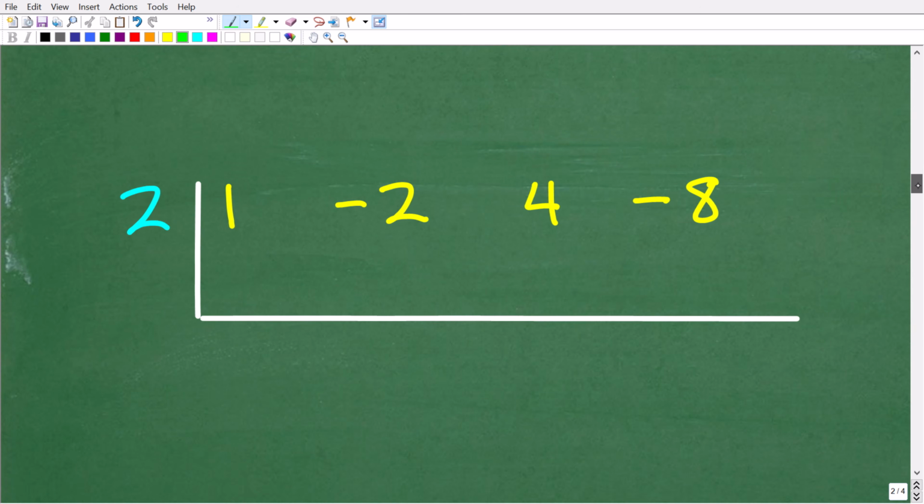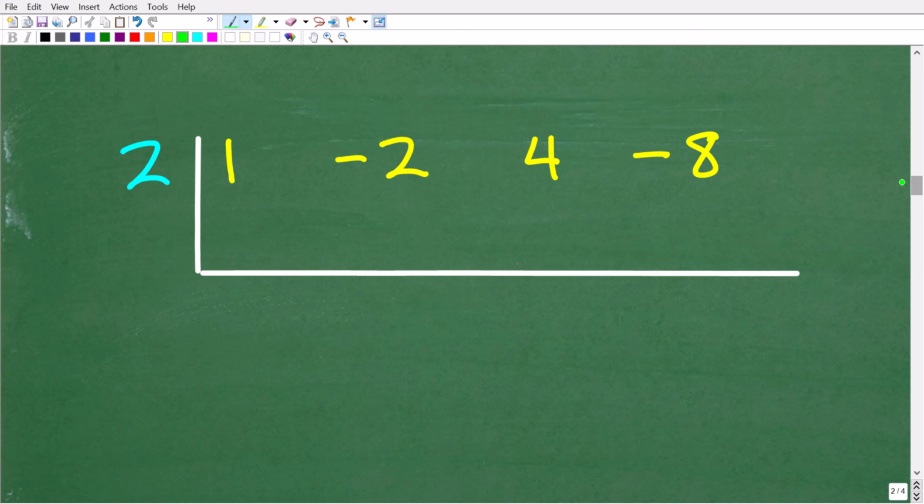Let me show you this in action. Here is the setup. Again, we're trying to evaluate this function for 2, and we know the answer is 0. The way this works is the following. You're going to take the first number, that is 1, and drop it down right here underneath this L. You're just going to follow this simple pattern. Now we take the number 2 and multiply by 1. 2 times 1 is what? That is 2. And we put the answer right here in the next column underneath this number.